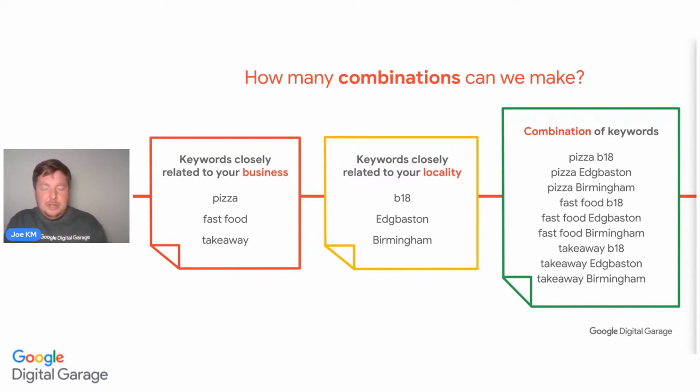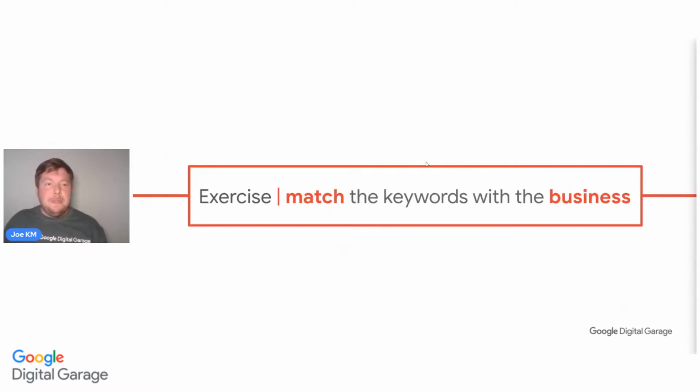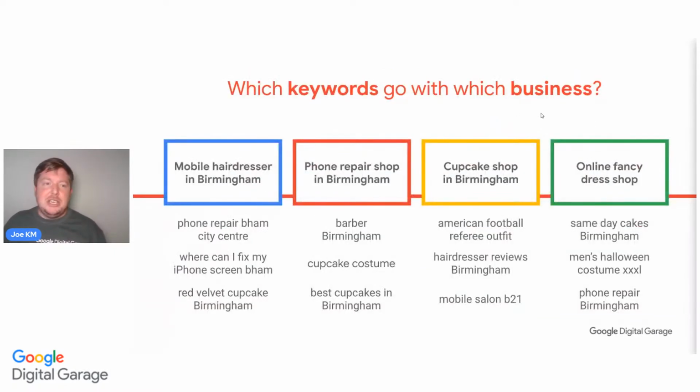So that people can understand how you are now understanding keywords. We've got pizza, we've got Edgbaston, and we've got all of this information together. So start to think about what your combination of keywords is. The exercise we're going to have a consideration for here is matching these keywords.